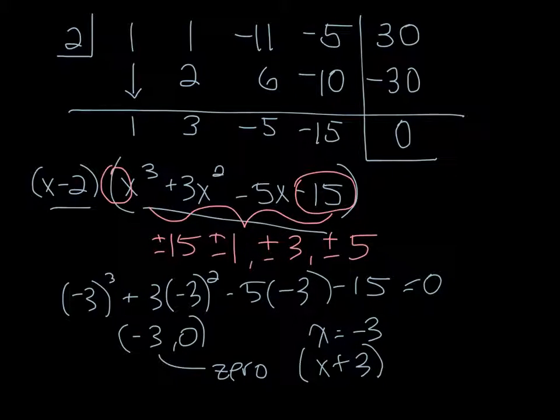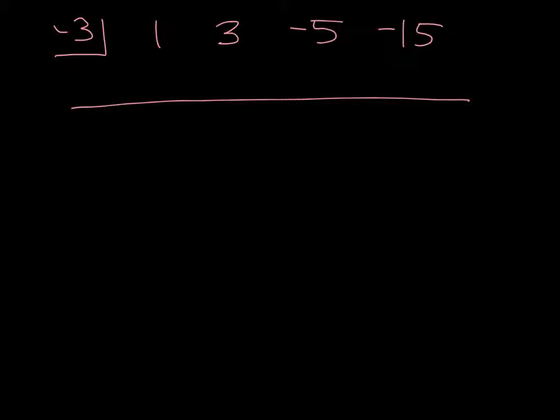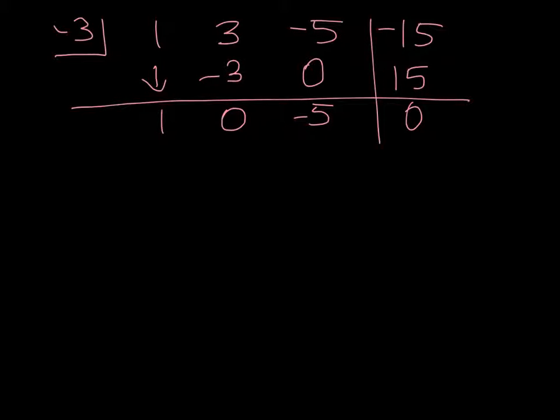factor. So now we're going to use synthetic division using that negative 3 and what was left, these coefficients, once we factored out the x minus 2. So we're using the negative 3. I'm going to bring down the 1. Negative 3 times 1 is negative 3. 3 plus negative 3 is 0. Negative 3 times 0 is 0. Negative 5 plus 0 is negative 5. Negative 3 times negative 5 is a positive 15, and when I add those, I get 0. So my remainder is 0.